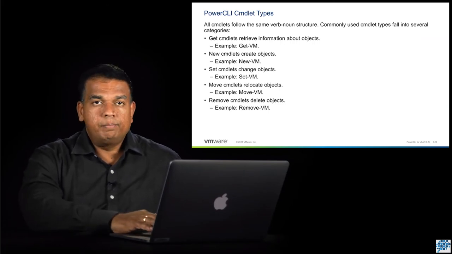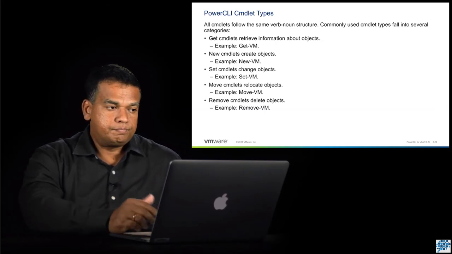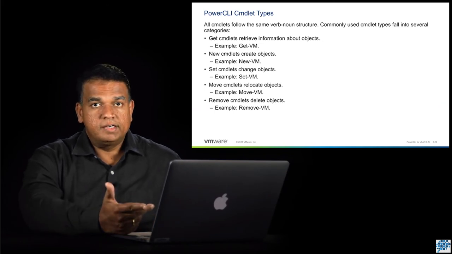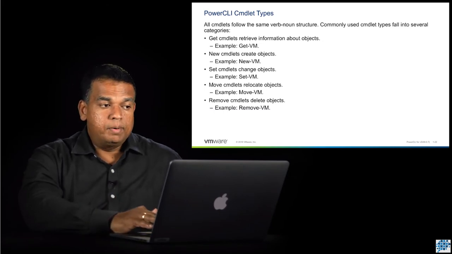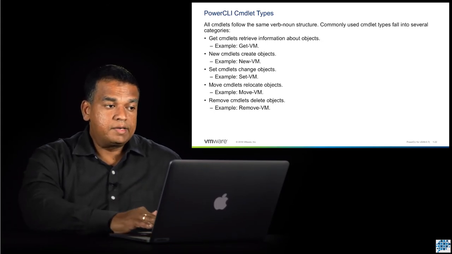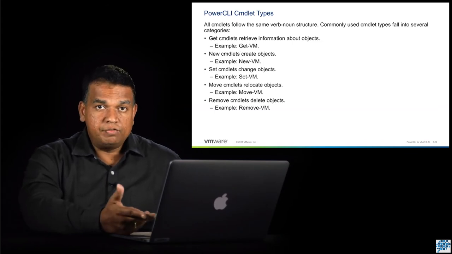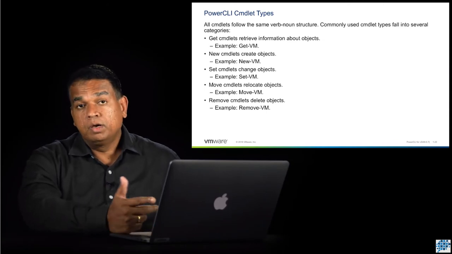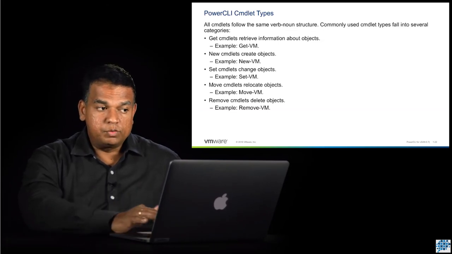Let's take a look at the different types of commandlets available in PowerCLI. The PowerCLI commandlets, as I already said, all come in the verb-noun syntax. But there are different types of these commandlets. We have something like Get-VM, which will get you information. The get commands are pretty safe to use because they just give you the information of that object. It can be Get-VM, Get-Datastore, or Get-VMHost. It will just get you the information.